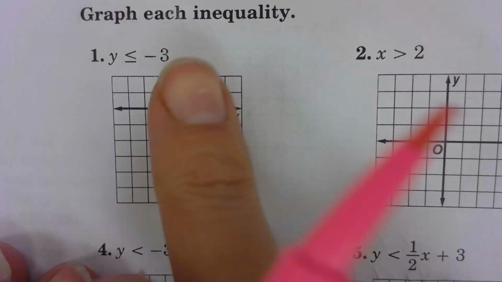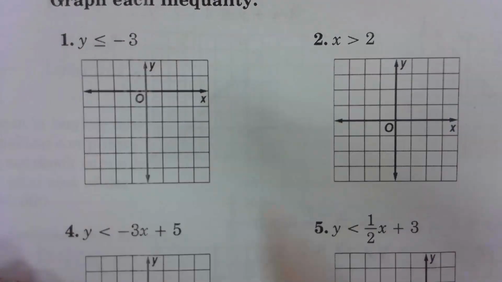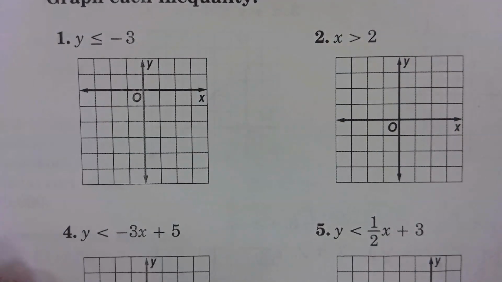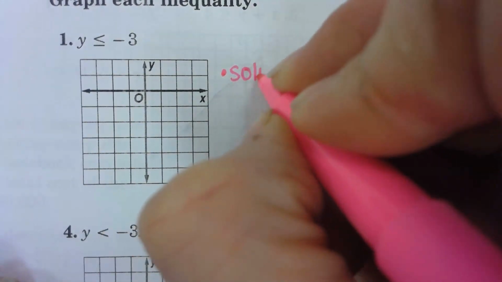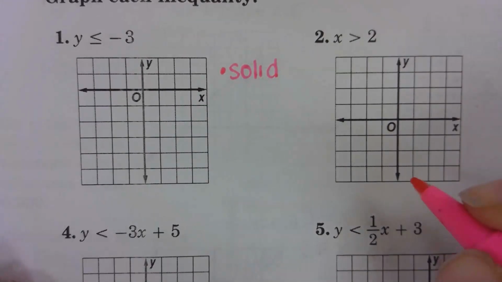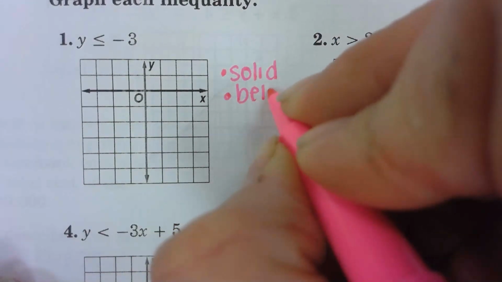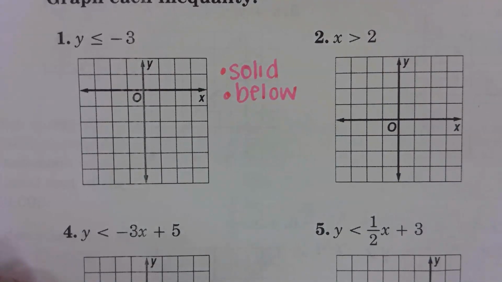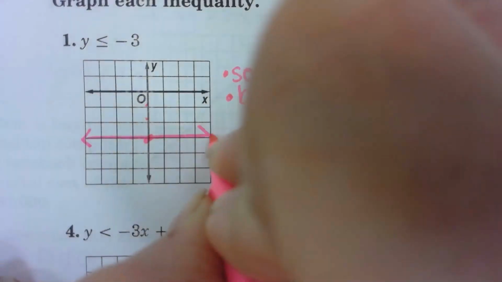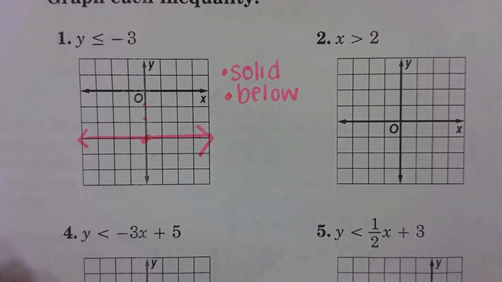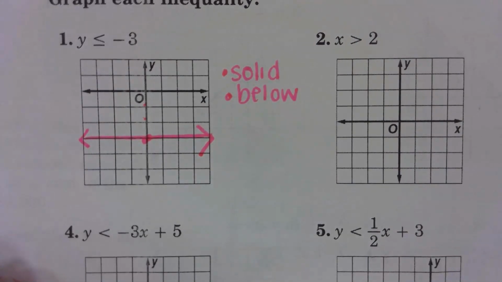All right. What type of line is number 1? Solid. Solid, perfect. So it's solid. Am I shading above or below? Below. What's my slope? 0. And my y-intercept? So if my slope is 0, my line is horizontal.